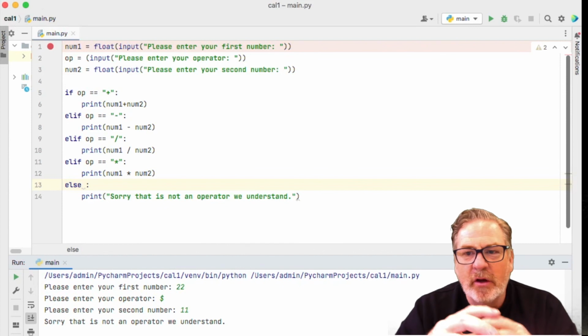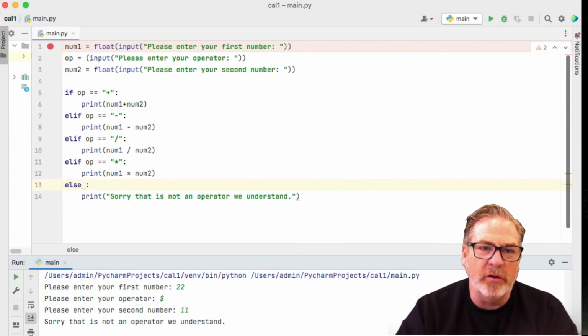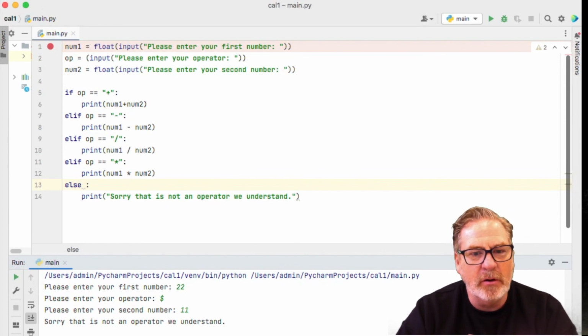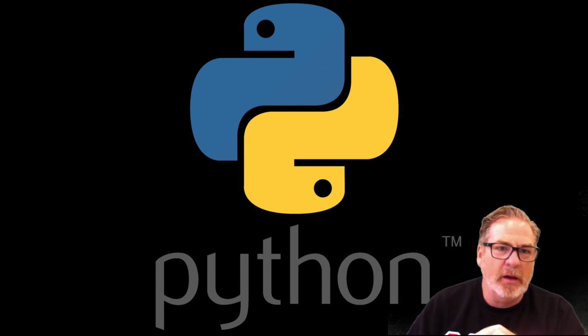And else. So I want you to create your own calculator using this and maybe try to add another example. Okay, that's it. Good luck.